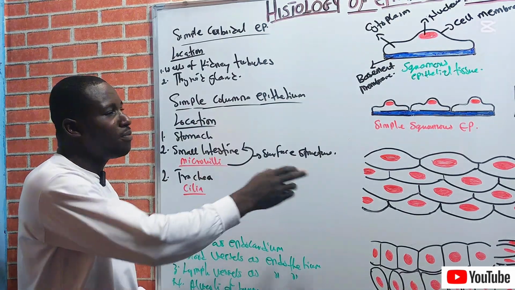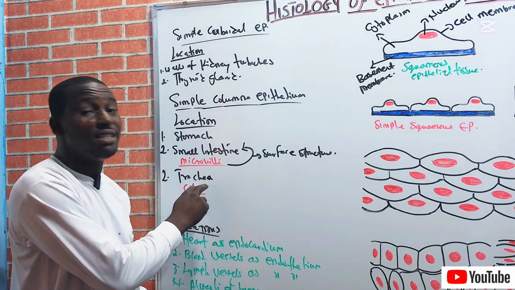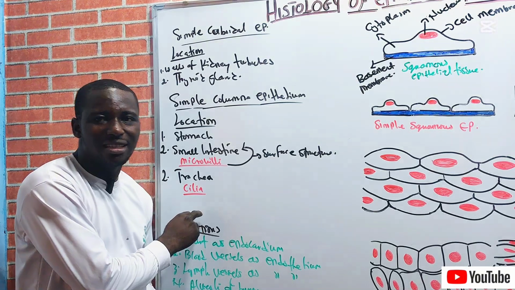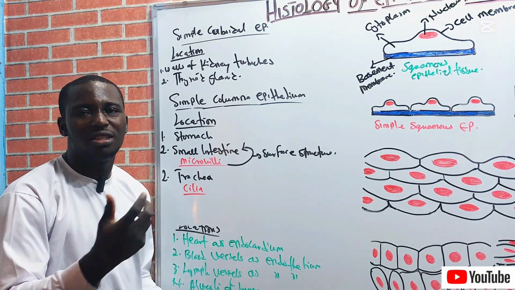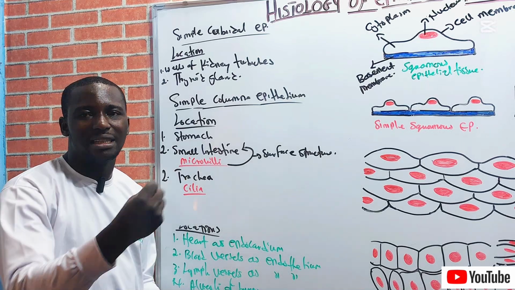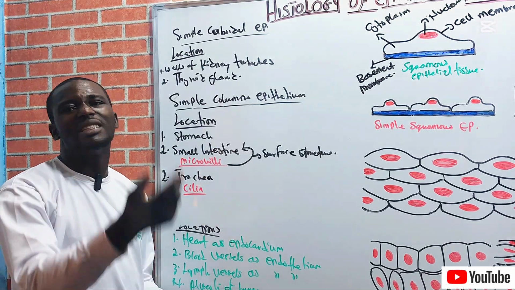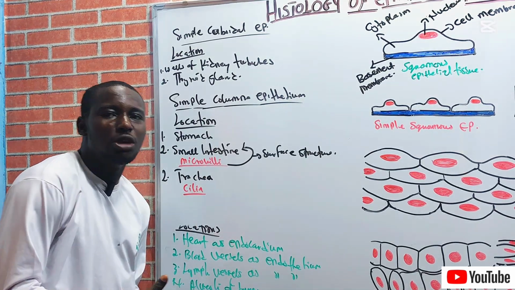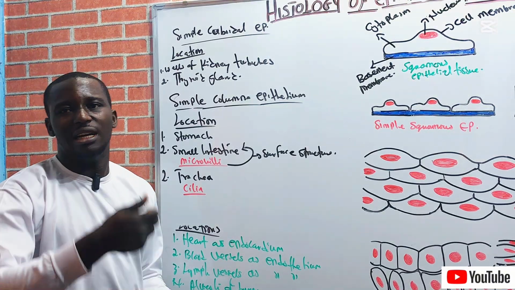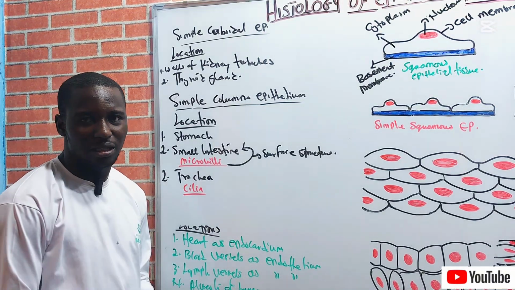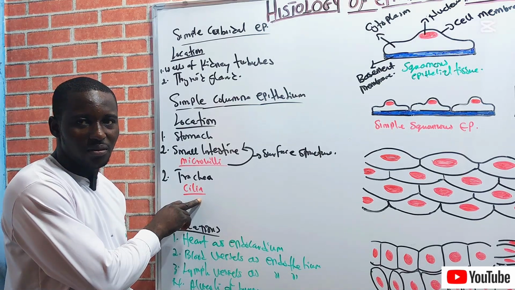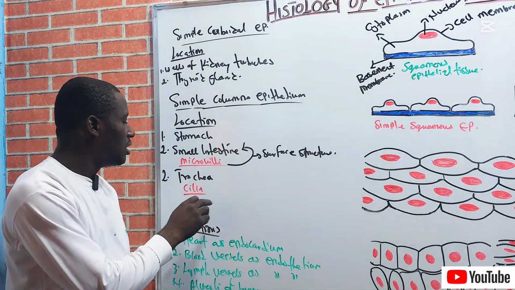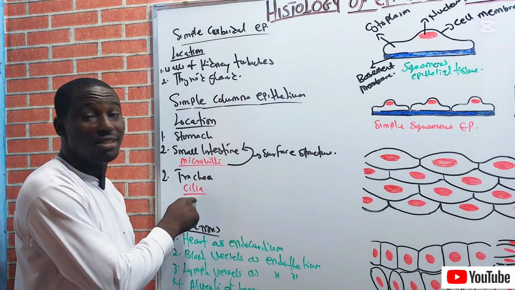So, the simple columnar epithelium in the trachea is ciliated. It has a ciliary action. It has a cilia cell. Those cilia help to do what? To trap bacteria, trap dust that would have entered the lungs. You get? So that you'll be able to cough it out into the outside environment. Do you get? So it is what? Ciliated. The simple columnar epithelium in the trachea is ciliated.